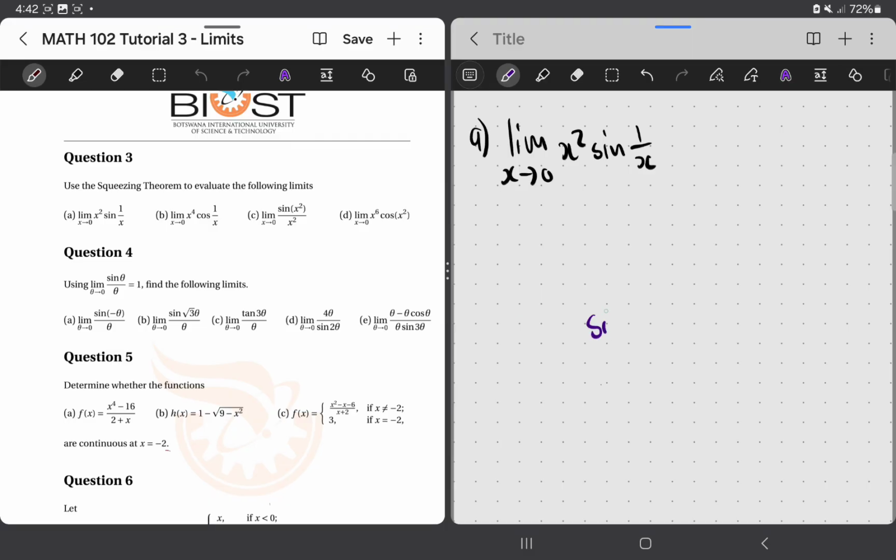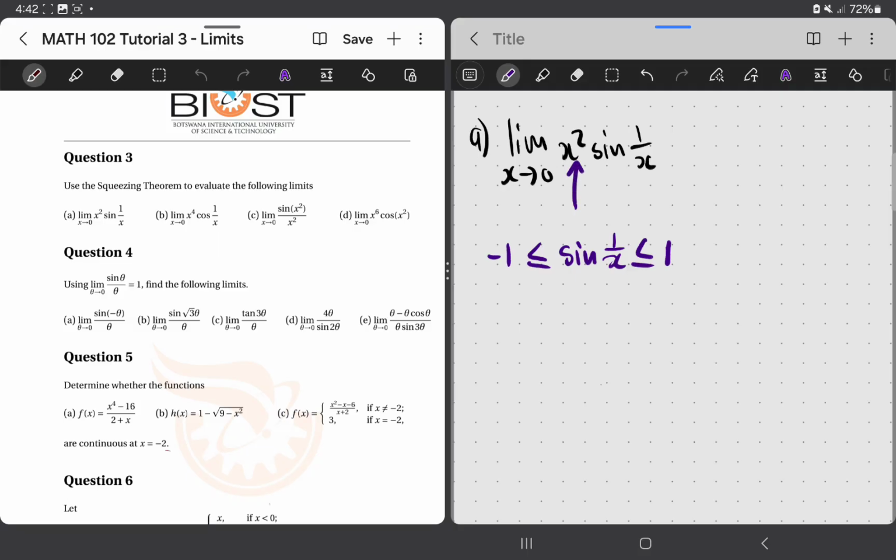So we can say that sine of 1 over x, because that's what we have here, starts at -1 and ends at 1. So you're solving this limit. You start by putting this: -1 is less than or equal to sine of 1 over x, which is less than or equal to 1. Sine of anything starts at -1 and ends at 1. We don't care what it is.